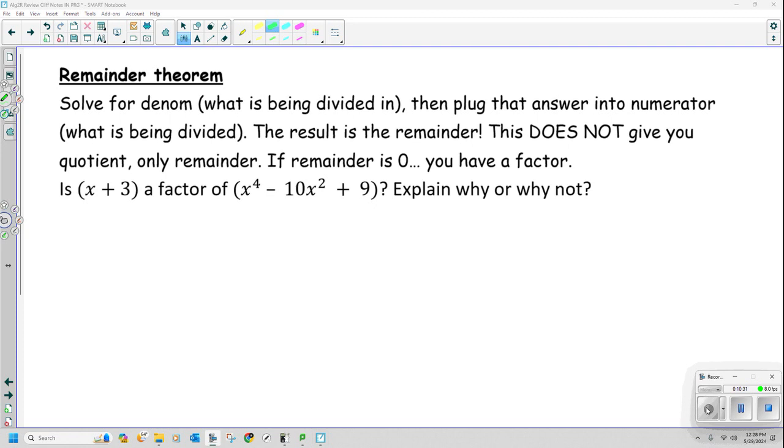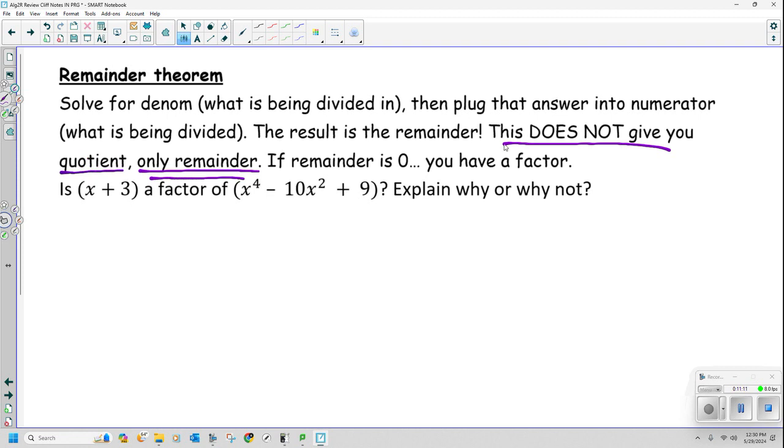Now, this is a cool little cheat code. And it's as follows. The remainder theorem. Okay? So, we're going to solve for the denominator, what's being divided in. And then whatever that is, when we solve it, that gets plugged into the numerator, or that gets plugged into the bigger equation. And whatever the result is the remainder. Now, please keep in mind, if they're asking you to divide things, this does not give you the quotient or the answer to a division problem. It only gives you the remainder.